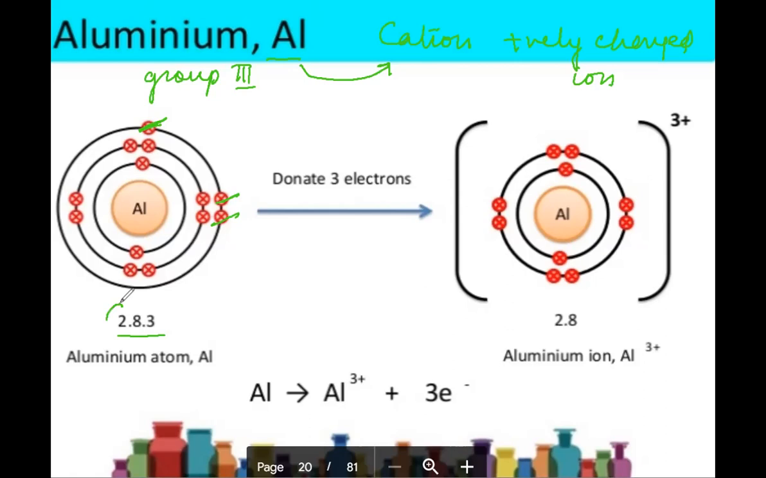So in order to have the nearest noble gas configuration, it has to shed its 3 electrons. So it will be donating 3 electrons. On donating 3 electrons, its number of protons remains 13, but its number of electrons has become 10. And that is the reason it has acquired a charge of 3 positive, because its proton number is 3 more than the electrons. So that is how the metal aluminium forms a cation, which is a 3 positive charged ion.